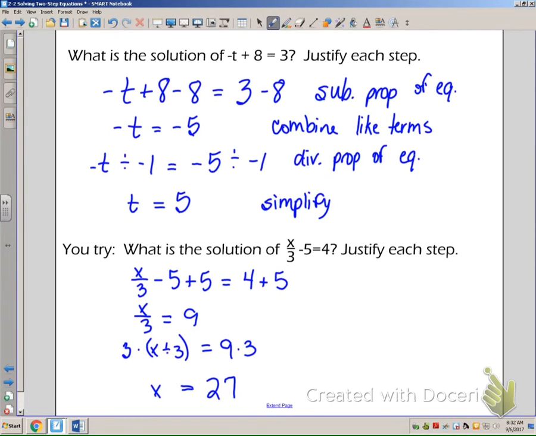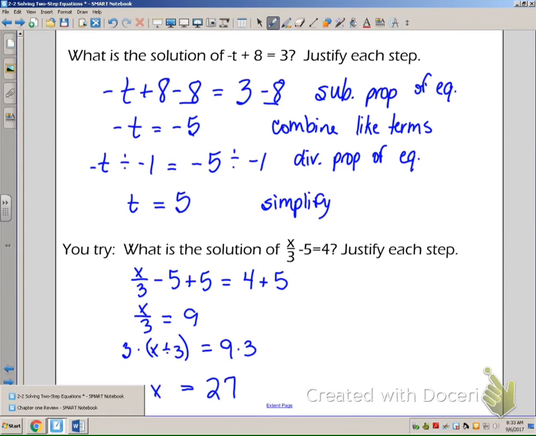Okay, let's talk about these answers. I went ahead and wrote it out horizontally so that I could justify each step. So in the first step, I had a positive 8, so to get rid of that, I subtracted 8. The subtraction property of equality says if I do it over here, I have to do it somewhere on the other side of the equal sign. So then I just combined my like terms. 8 take away 8 was nothing, 0. We don't write the 0. 3 take away 8 was negative 5. So I combined like terms.